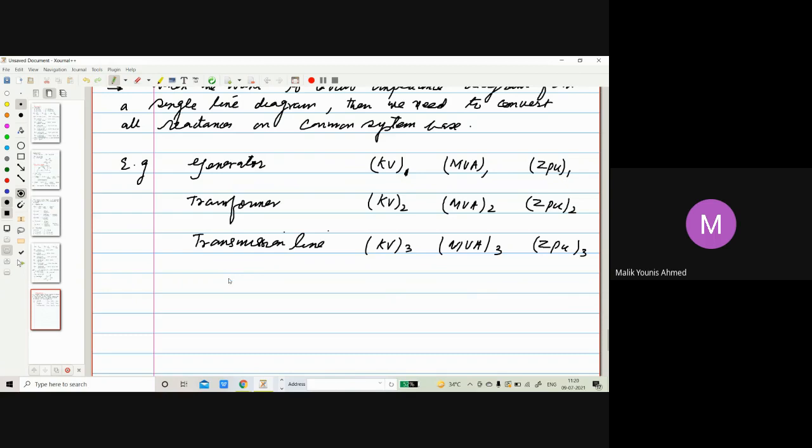Fourth will be, let's say, the motor, and again the voltage base and the complex power base, or apparent power base, will be known to me. I'll be able to calculate the impedance. This is the normal way we do it.